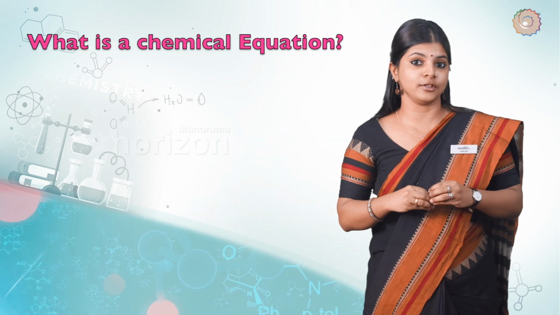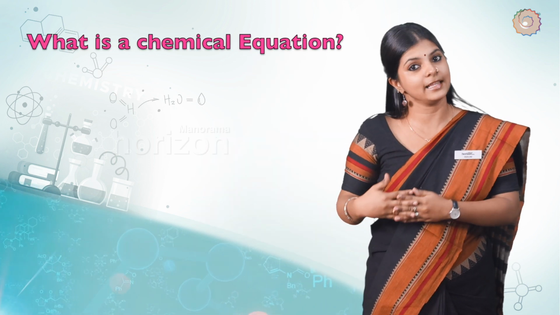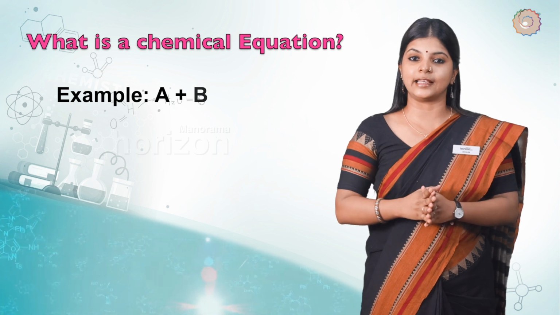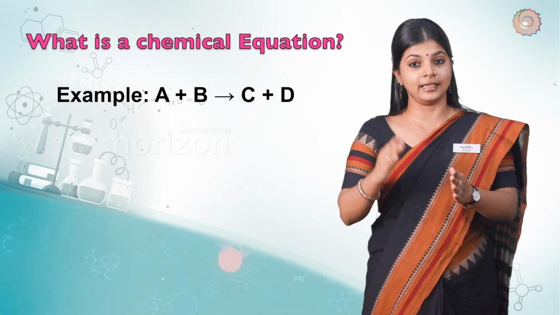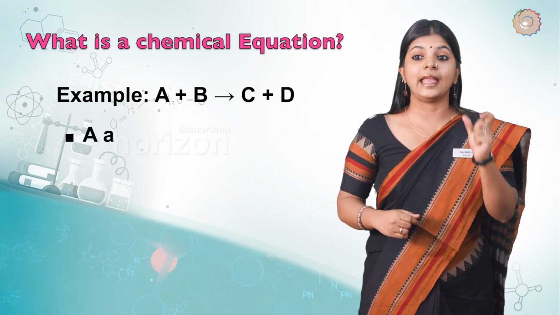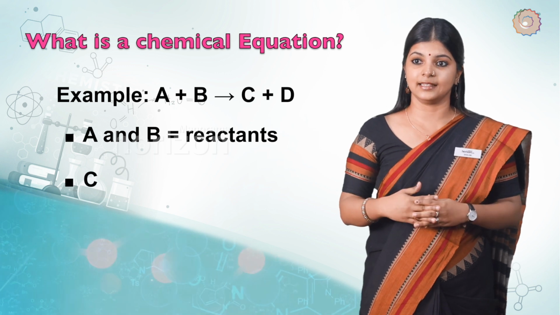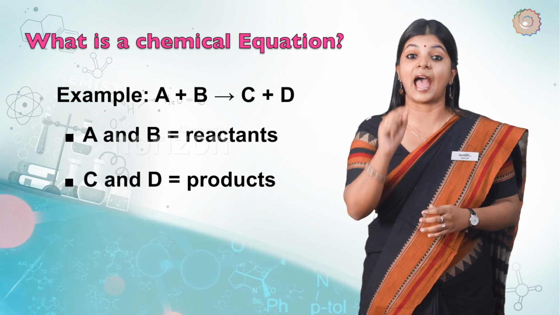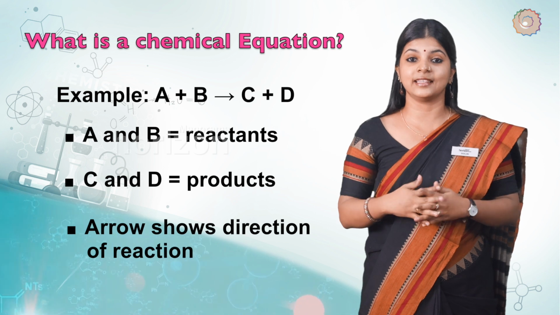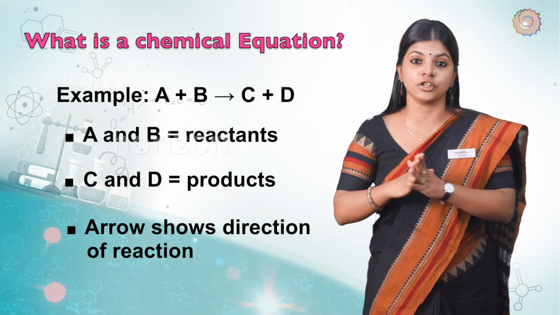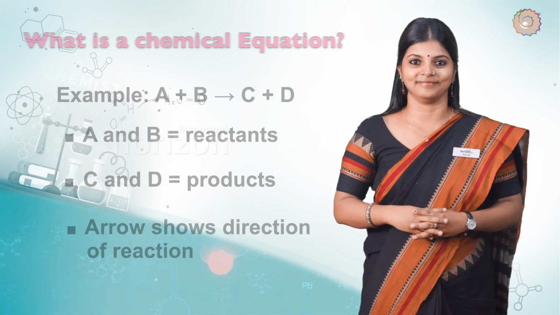The transformation of a chemical substance into another chemical substance is known as a chemical reaction. You can represent a chemical reaction using symbols and formulas of substances, and such a representation is called a chemical equation. Let's take a general example: A plus B giving C plus D. Here A and B are called the reactants, C and D are called the products, and the arrow, which represents the chemical equation, is the direction of the chemical reaction.